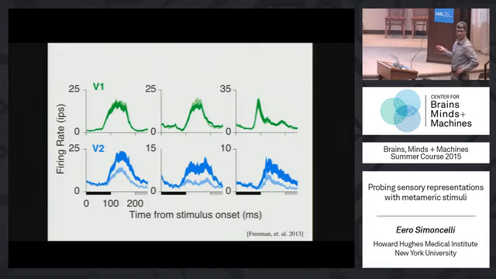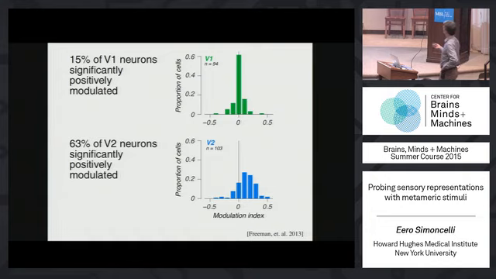V1 doesn't seem to care, is the short answer here. And V2 cares quite significantly. So when you put those higher order statistics in, almost all V2 cells respond significantly more. And you can see that in these 3 examples. These are not unusual. That's what most of the cells look like. So here's a plot showing you 63% of the V2 neurons significantly positively modulated. And by the way, this is averaged over all the textures that we showed them.